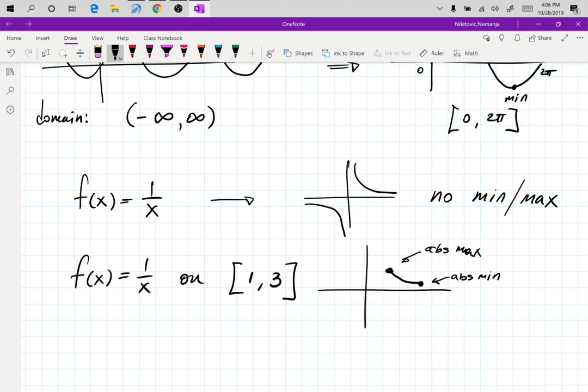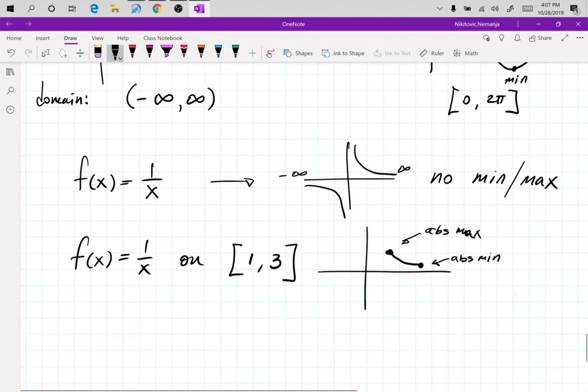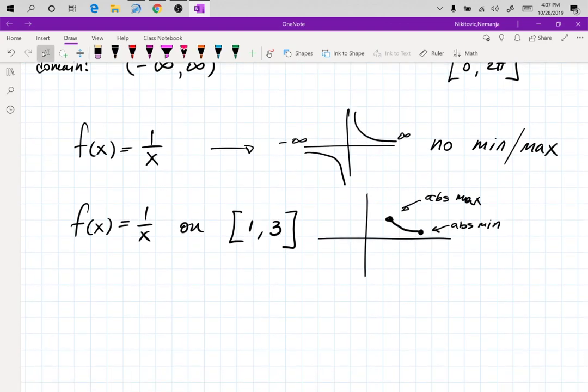So I took something that had no min and max on a global domain, right? And the global domain is from negative infinity to positive infinity. And once I restricted that domain, cut out a piece, it became what I have over there. So now the way to compute would just be to plug the endpoints of the interval into the original function to come up with y values.